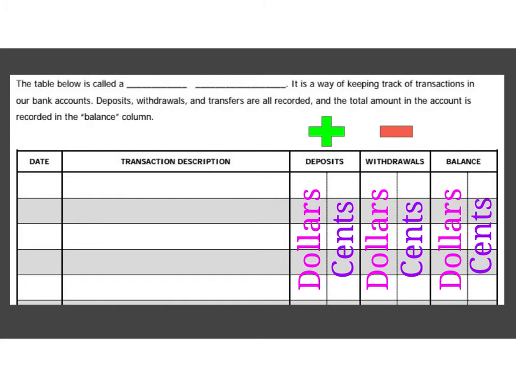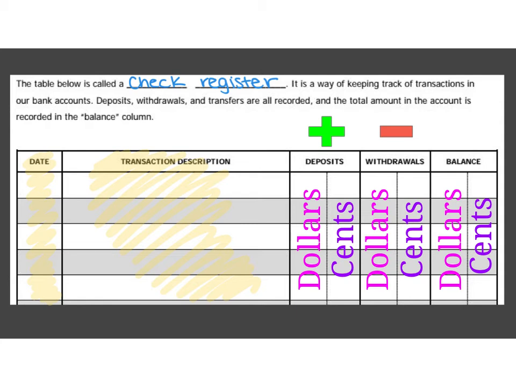The table below is called a check register. It is a way of keeping track of transactions in our bank accounts. Deposits, withdrawals, and transfers are all recorded, and the total amount in the account is recorded in the balance column. Notice how there are 5 different columns to fill out. There is a date column, the date the transaction was made, a transaction description column, what was happening? Were we paying for groceries, paying rent? Did we receive a paycheck? Did we pay a water bill?